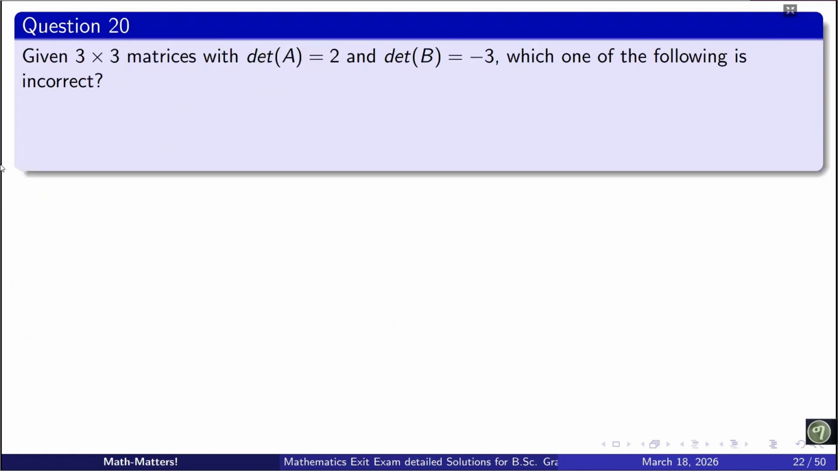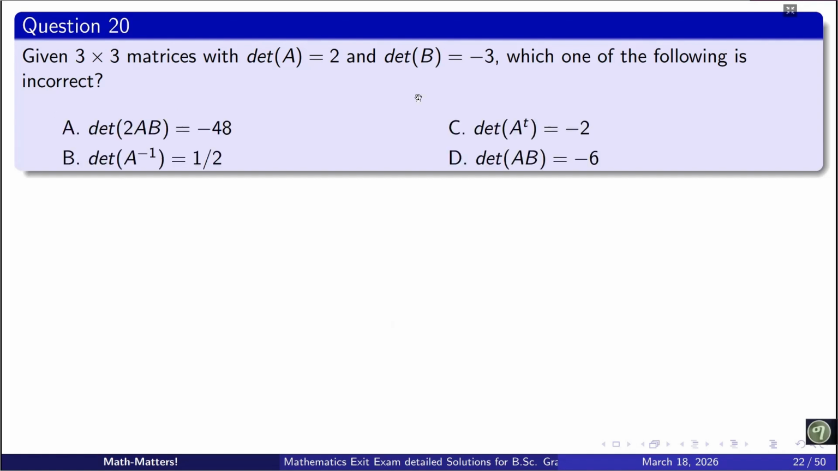Next, given a 3 by 3 matrix with two matrices, that means the determinant of A is equal to 2 and the determinant of B is minus 3. Then which one of the following is incorrect? We have to select the incorrect one. The first one, the determinant of twice of AB is equal to minus 48. The determinant of A inverse is 1 over 2, and others are given here. So we have to know the relationship that exists between the determinant of two matrices and the determinant of their product, and the relationship between their inverses and transposes.